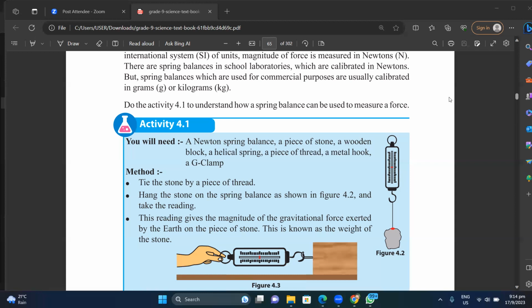Because gravitational force, or gravity, basically pulls down.